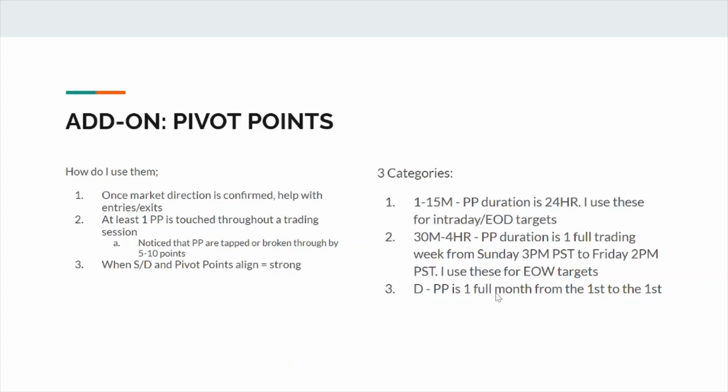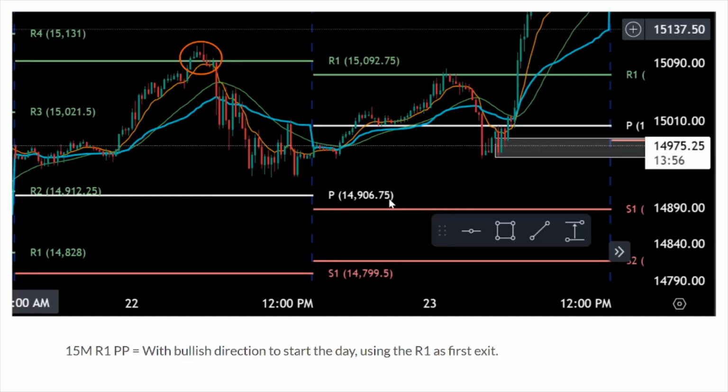And then lastly, the third category is going to be the daily time frame. That is because the pivot points last for a full month from the 1st to the 1st. So if it's January 1st to February 1st, the daily time frame will show the pivot point for that whole month. Or if it's March to April, that's March 1st to April 1st. You get the idea. But let's go into some examples, right? So this is going to be the 15-minute time frame.